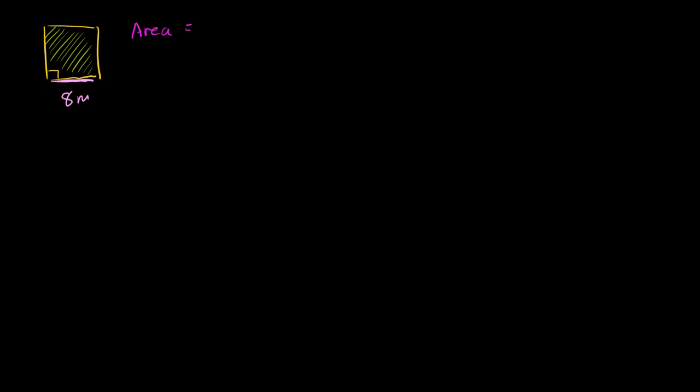And it's very easy to figure out for a square. It's literally going to be your base times your height. And this is true for any rectangle, but since this is a square, your base and your height are going to be the same number. So it's going to be 8 meters. So your area is going to be 8 meters times 8 meters, which is equal to 8 times 8 is 64. And then your meters times your meters, you have to do the same thing with your units. You get 64 meters squared. Or another way of saying this is 64 square meters.